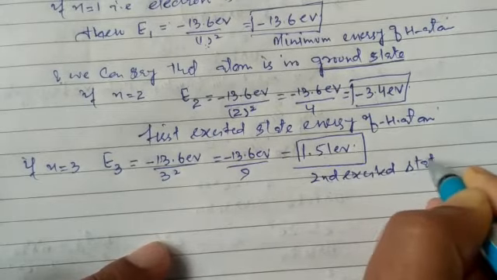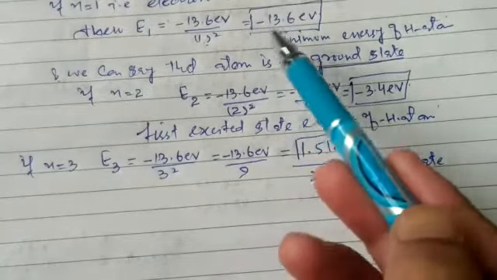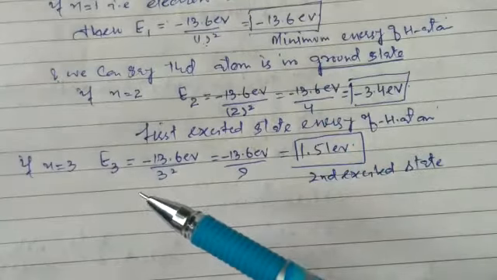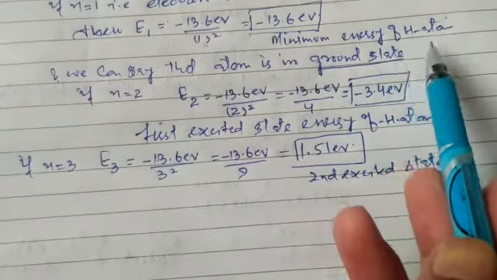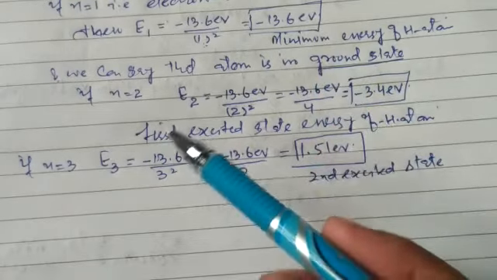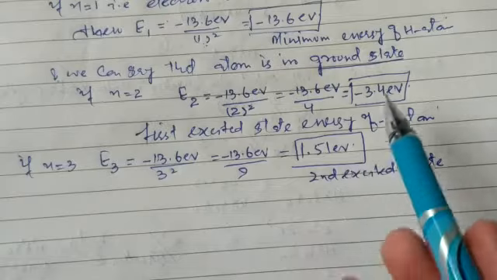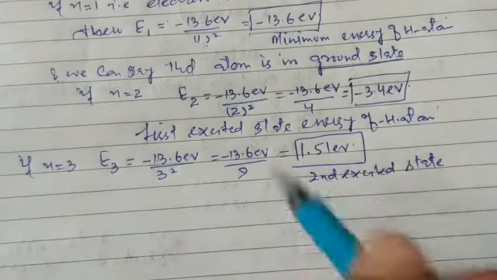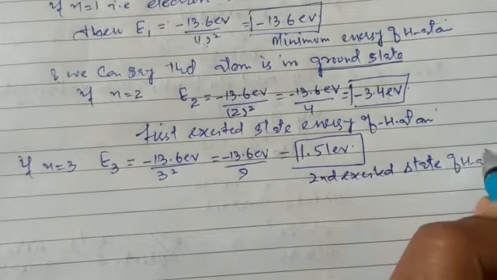Why are these called excited states? Because now the electron is not in the innermost orbit. Once the electron is in the innermost orbit where its energy is minus 13.6 electron volt, that is called the minimum energy of the hydrogen, and that is called the ground state. Once it is in the second orbit, that is called the first excited state. For n equal to 3, it is called the second excited state of hydrogen atom, and so on.